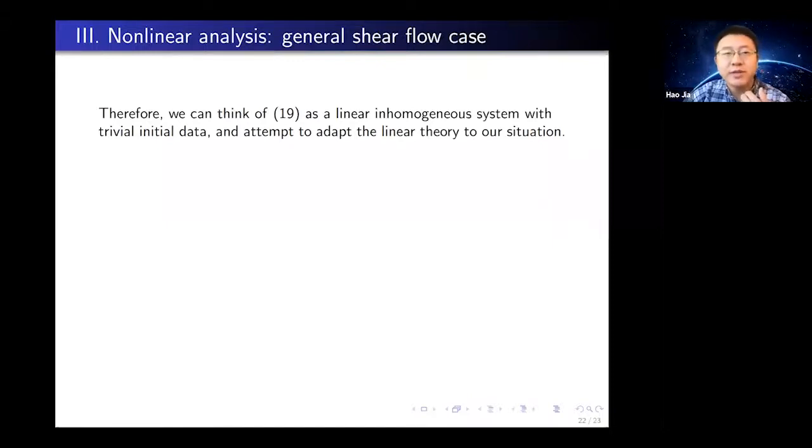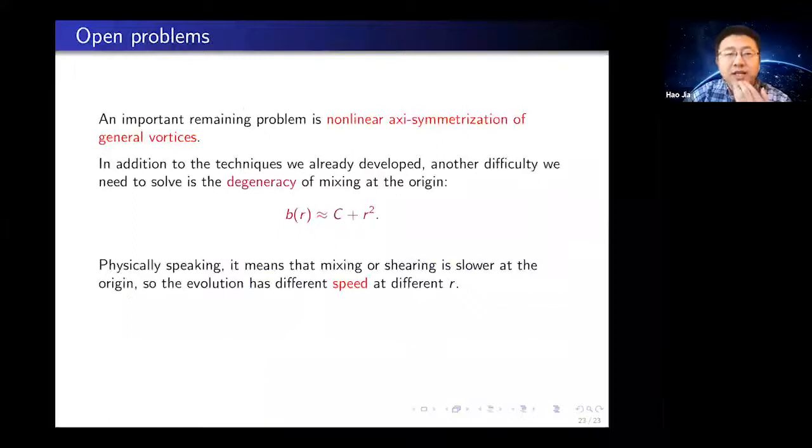I think I have 1 minute, so let me just skip this. I just mention that in my view, the most important remaining problem at this moment is the nonlinear asymptotic stability of general vortices. And I think the analysis here will be useful, but there's an additional difficulty, which is a degeneracy of mixing at the origin. Somehow at the origin, the shearing effect becomes weak. The derivative is 0 at the origin. So it requires a different analysis, which we haven't completely understood. That's all that I want to talk about.